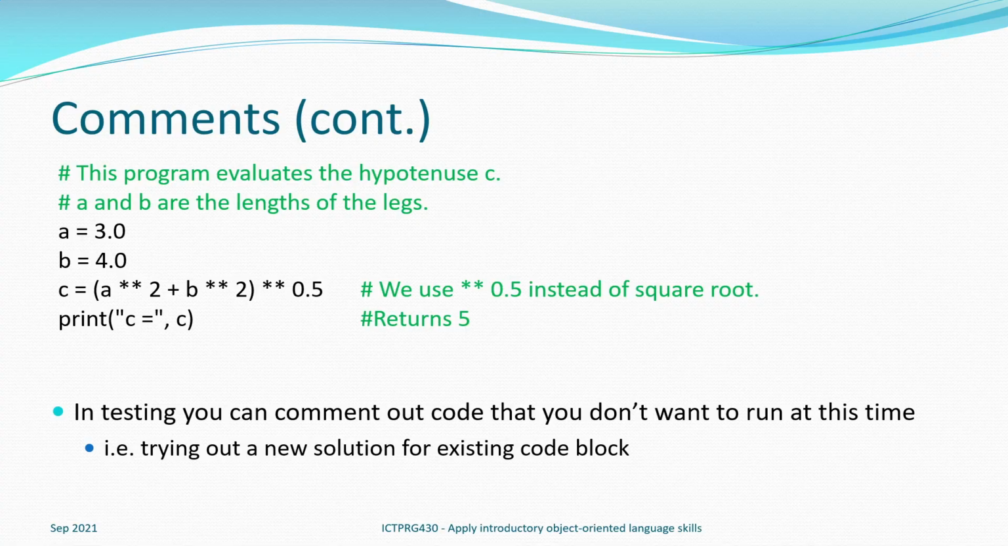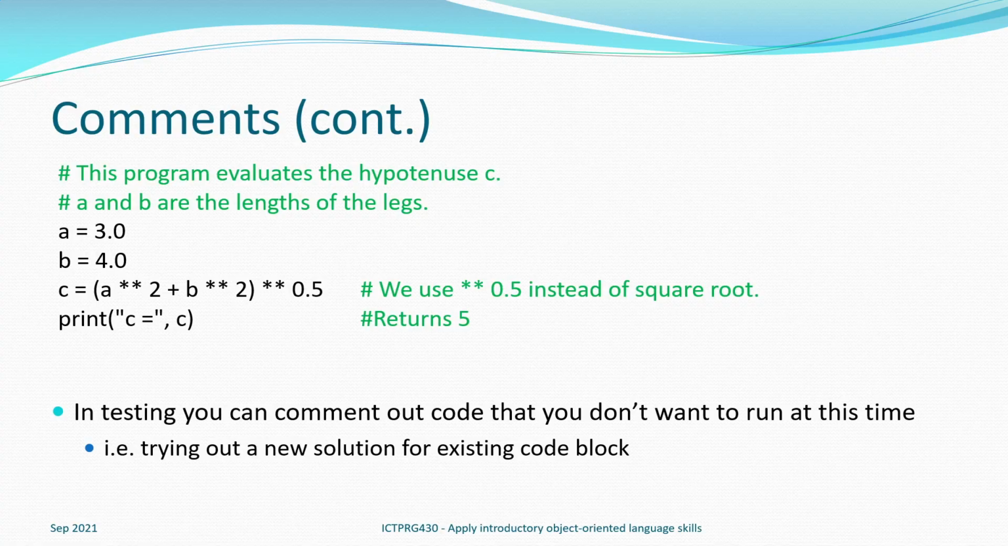Comments are also available for when we're doing testing. We can stop a line of code from being actioned by putting the hash in front of it. That makes it a comment, so it won't be actioned. So we can use it for testing sections of our code and how different versions of code affect the output.